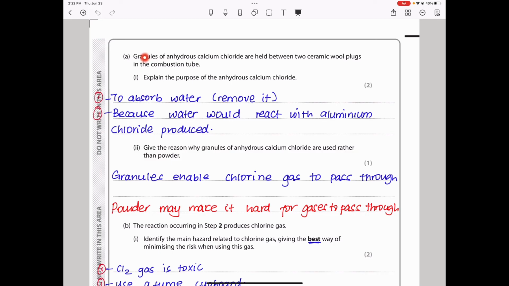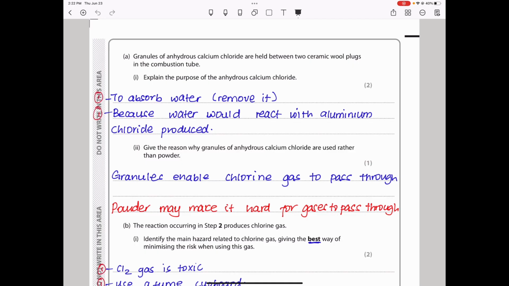They say A, granules of anhydrous calcium chloride are held between 2 ceramic wool plugs in the combustion tube. Explain the purpose of the anhydrous calcium chloride. This is easy. Anhydrous calcium chloride will absorb water, any water present from the previous reaction before the contents come into contact with the aluminium foil has to be removed, because you remember water will react vigorously with aluminium chloride. So to remove the water, it's a drying agent.